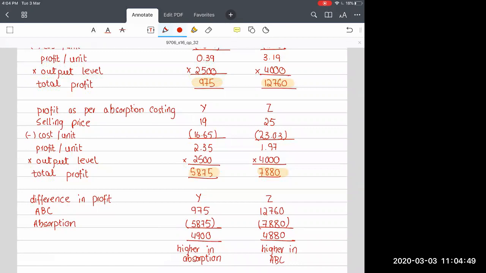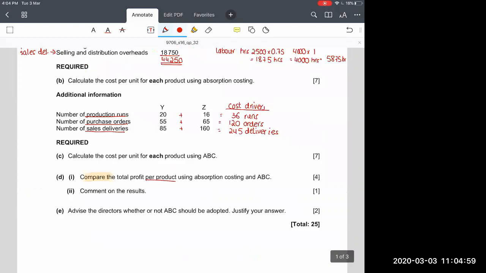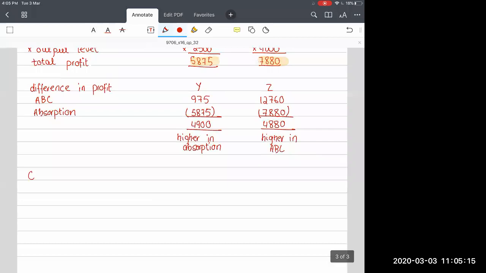First, we calculated the profit under ABC and we calculated the profit under absorption, और दोनों का हमने comparison कर लिया. Moving ahead, the next requirement is comment on the results. Now, what is the comment? Comment क्या करना है हमें कि different methods के जरिए we are having a different profitability. Technically, the difference हमने show किया है, that is the answer to requirement number D2, right? This is the answer to D2.